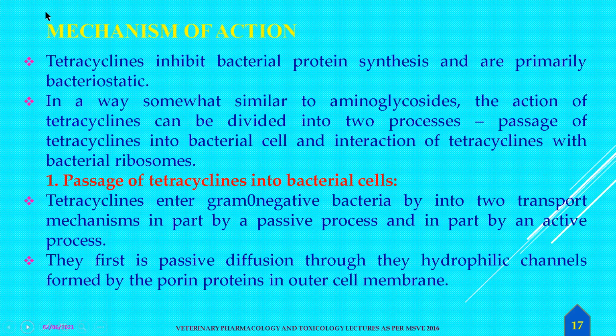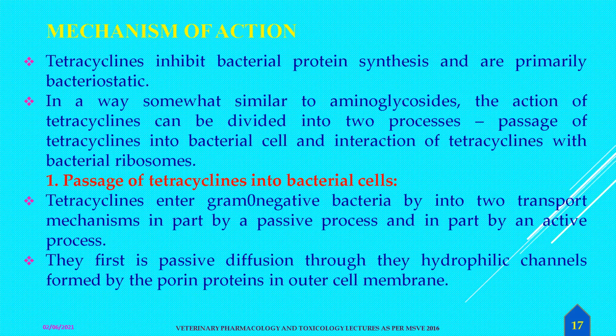So the mechanism of action of the tetracyclines is they inhibit bacterial protein synthesis and are predominantly bacteriostatic drugs. Just like the sulfonamides, they are also bacteriostatic, but the mechanism is totally different. Sulfonamides are inhibitors of folic acid, which is required by the bacteria for its growth, whereas these inhibit bacterial protein synthesis and are primarily bacteriostatic. And in a way, they are somewhat similar to the aminoglycosides.